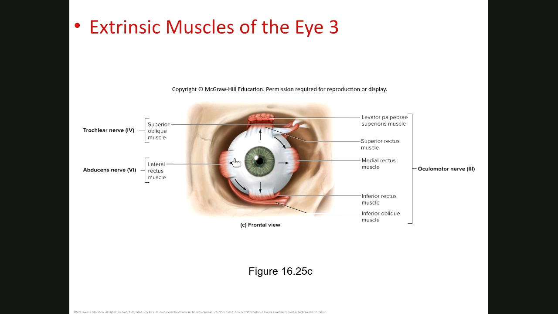When the lateral rectus contracts, it makes the eye look to the lateral, to the side. When the medial rectus contracts, it makes the eye look to the medial side towards the nose. And the same thing with the superior and inferior: it makes you look in those directions.